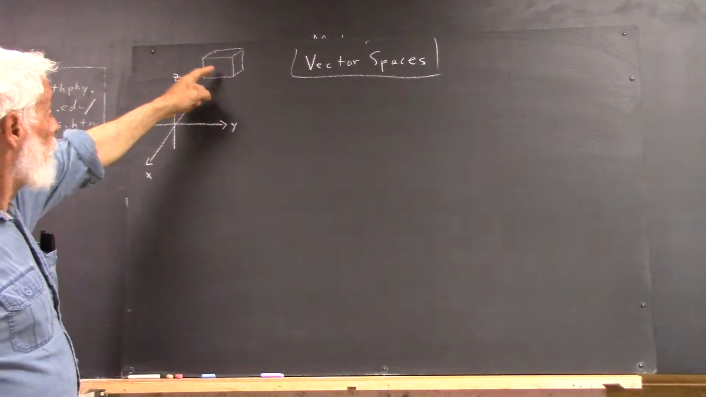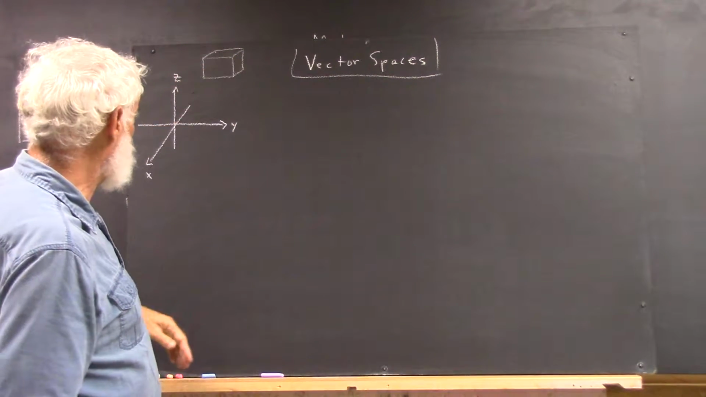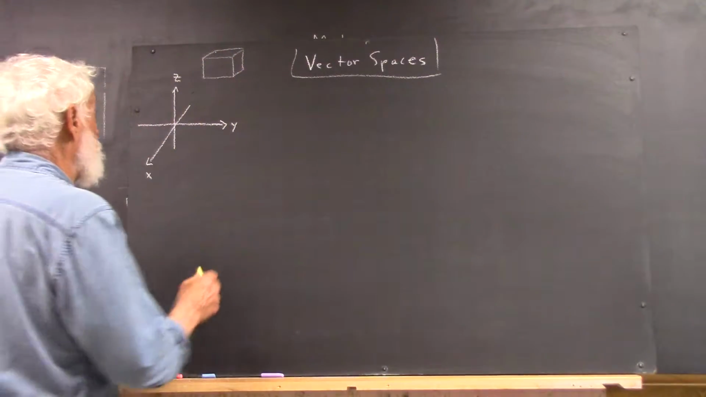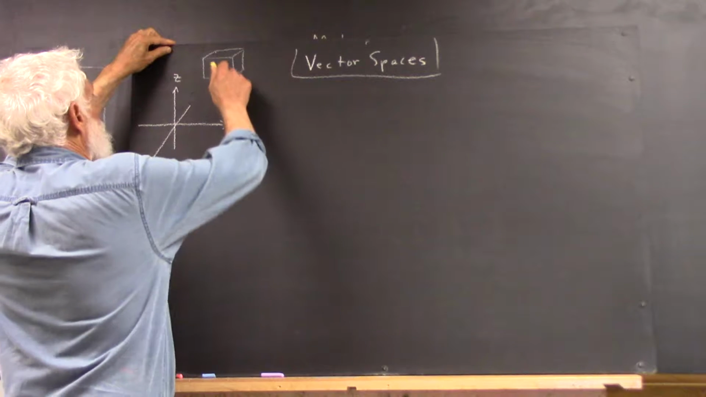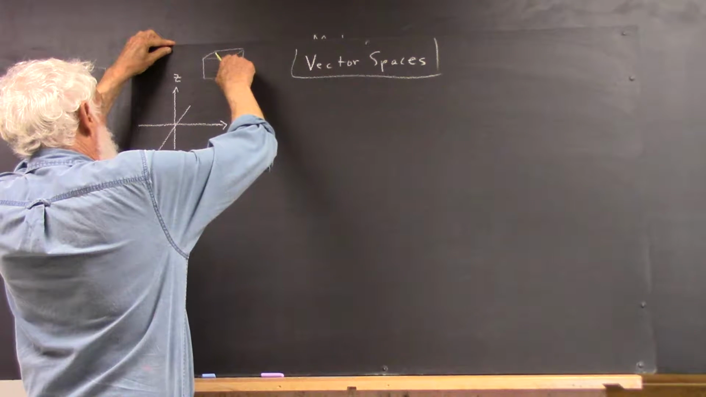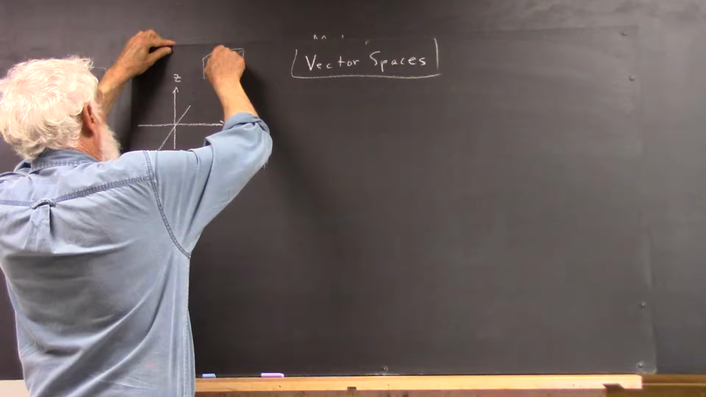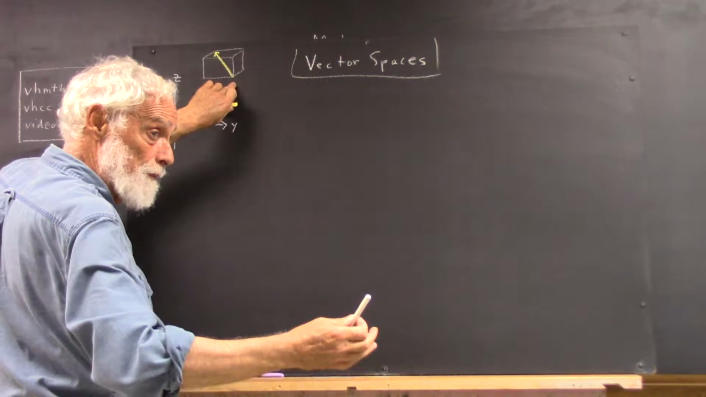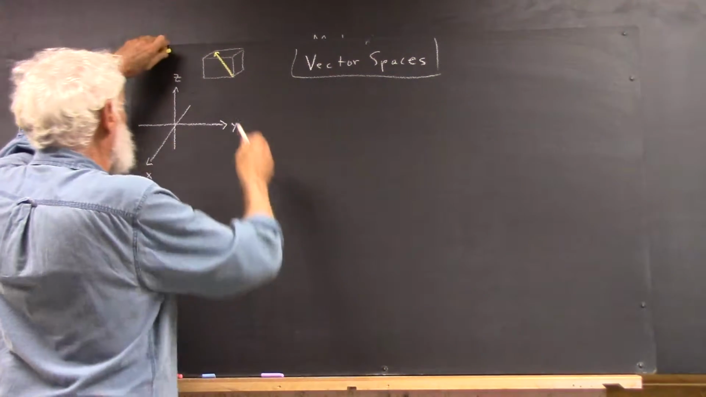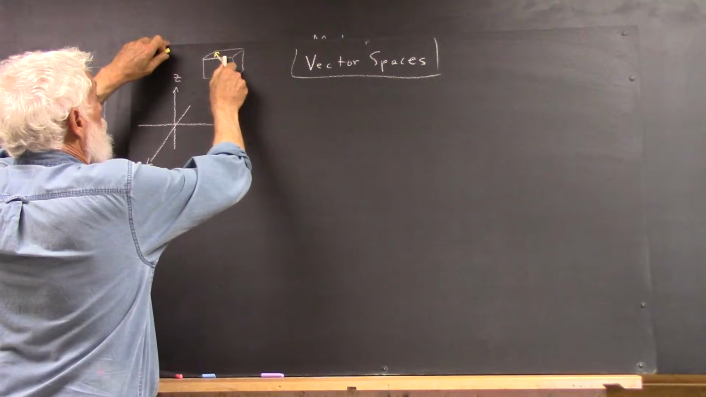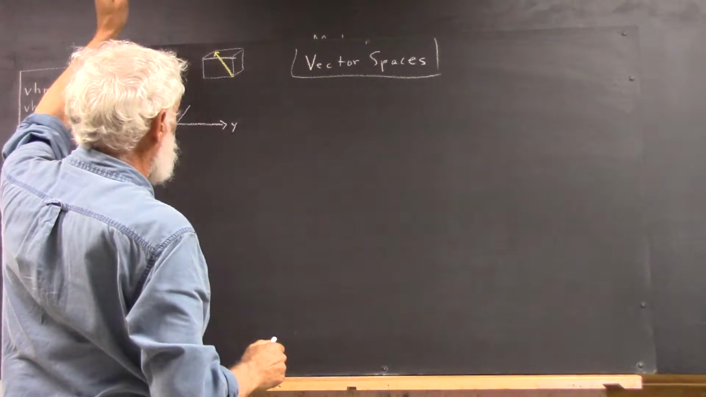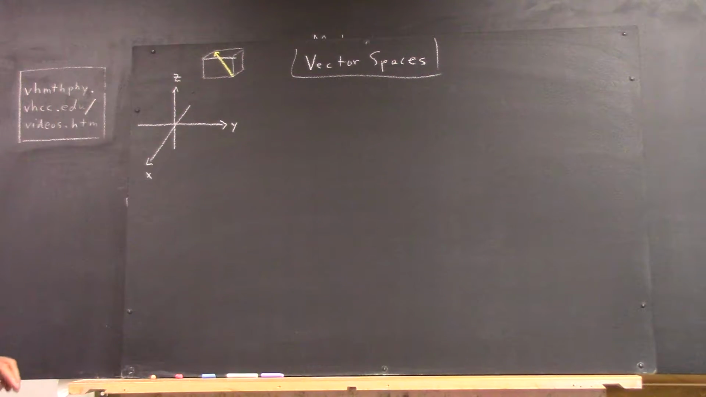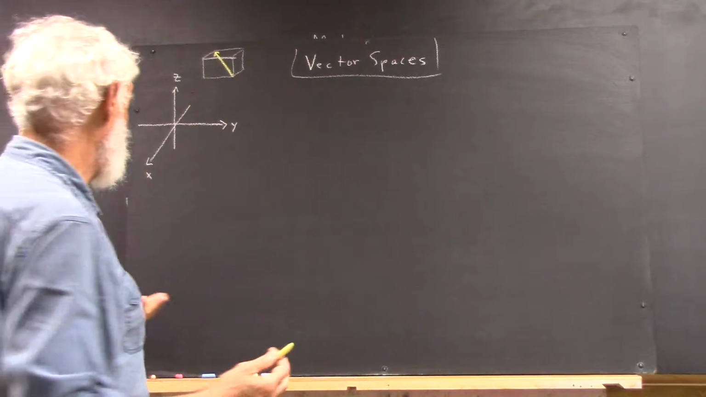Okay, so what do I have here? Well, I want that to be a picture of a box. Front of the box, top of the box, side of the box. Hopefully you see it that way. Now, I want to have a vector that goes from the lower right front corner to the upper left back corner. So there's a vector.